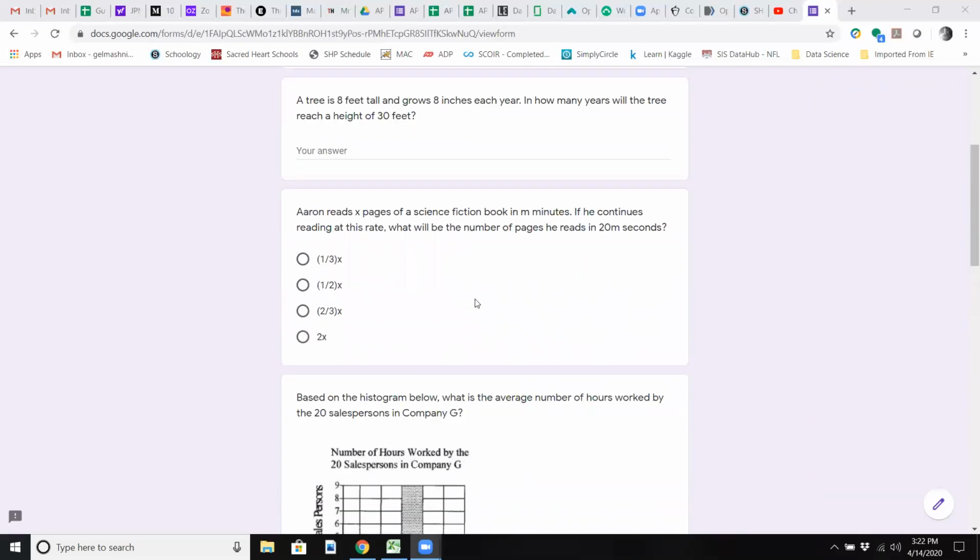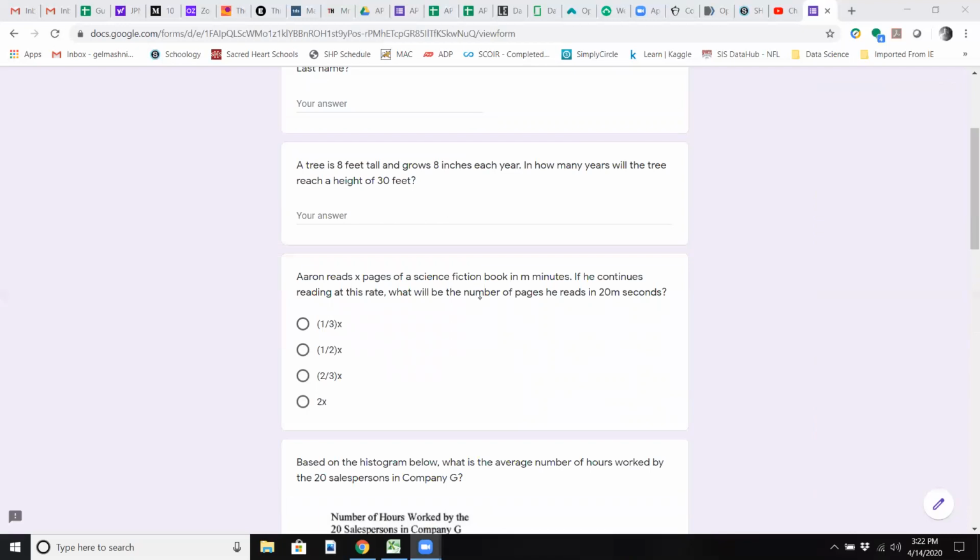So for number 1, really quickly, initially the tree is 8 feet. You want to get to 30 feet. So it's a change of 22 feet, or 22 times 12 inches. So if you do 22 times 12, that's 264 inches. So that's how much we want the tree to grow.